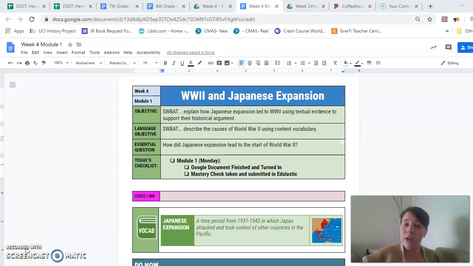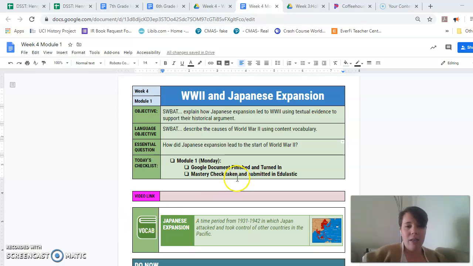Hi guys, we are on week 4, module 1, World War II and Japanese expansion. For this lesson, you will be able to explain how Japanese expansion, or spreading outwards, led to World War II using textual evidence to support your historical argument. Our language objective for today is to describe the causes of World War II using content-specific vocabulary. We're focusing our attention on the question of how did Japanese expansion lead to the start of World War II.